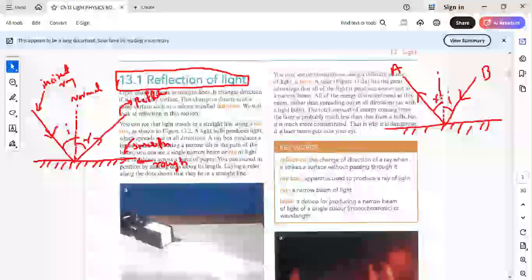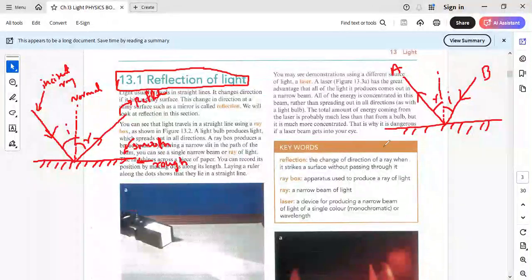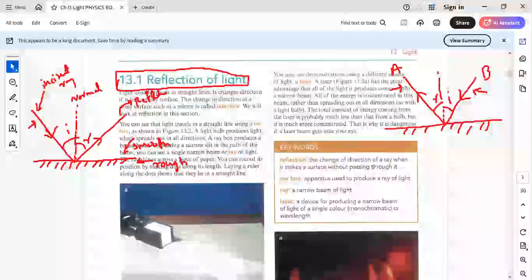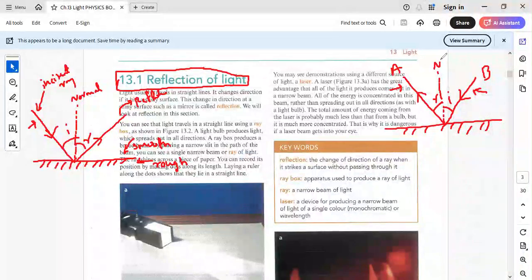So what are the terms involved in reflection of light? We have the incident ray, the ray which is moving towards the reflecting surface. Then the reflected ray, the ray which is going away after getting reflected, or after bouncing from the surface. Then we have the normal, which is an imaginary line perpendicular to the reflecting surface. Angle of incidence is the angle made by the incident ray with the normal, and angle of reflection is the angle made by the reflected ray. So what are the keywords involved in this concept?